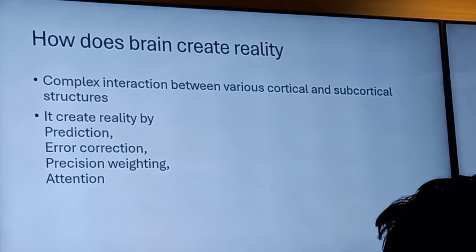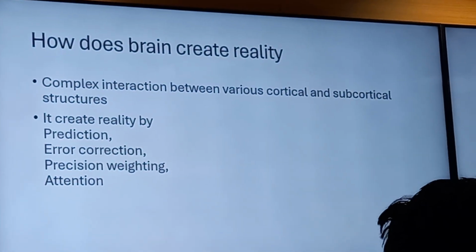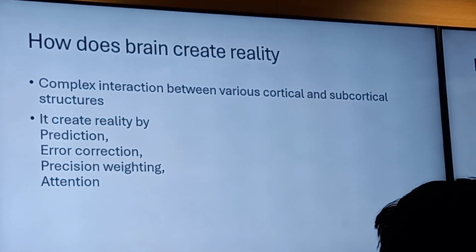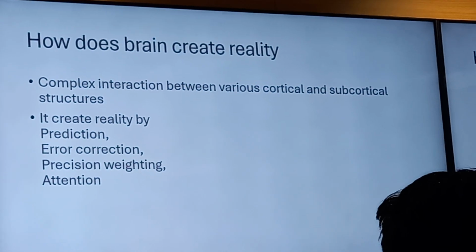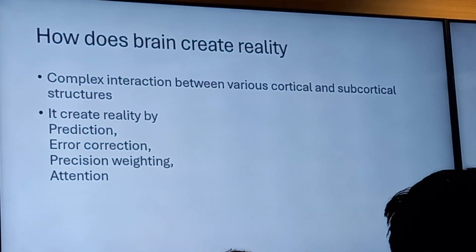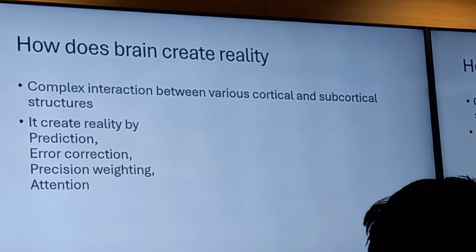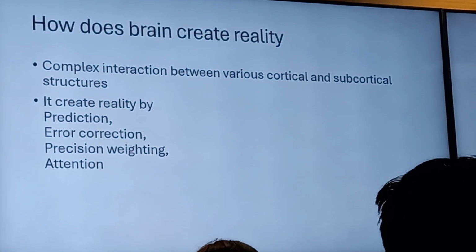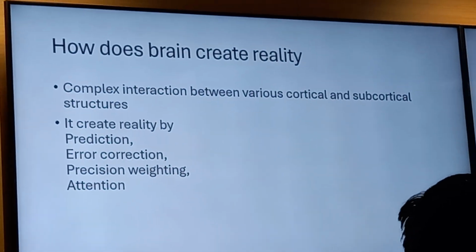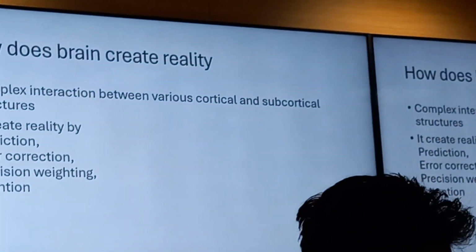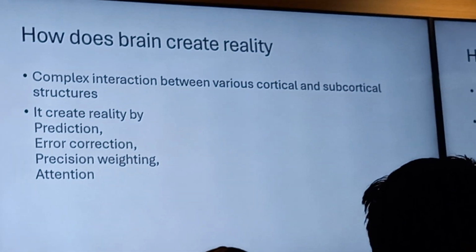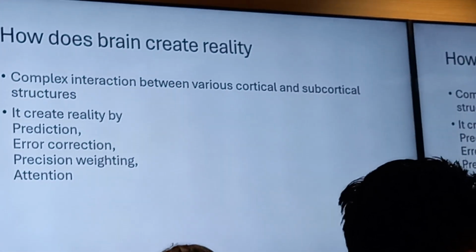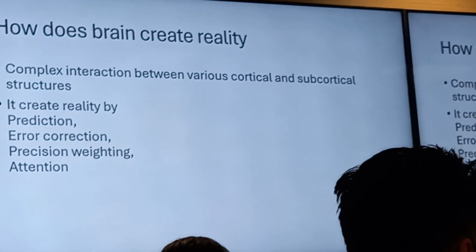So how does the brain create normal reality? It's a complex interaction between various cortical and subcortical structures. It creates reality by prediction, so it is predicting something, and then it is checking the sensory information it is receiving and giving precision weighting, giving attention to the area they think is more important, and that's how they create reality.